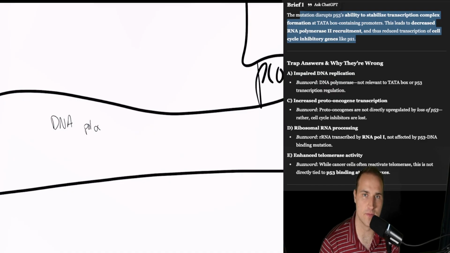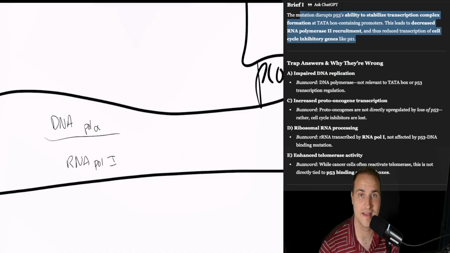And then for RNA polymerase, there's RNA pol 1, that makes rRNA, that's ribosomal RNA. And then there's pol 2 that makes mRNA, the messenger. And then your third type as well, and that makes tRNA. Cool beans.